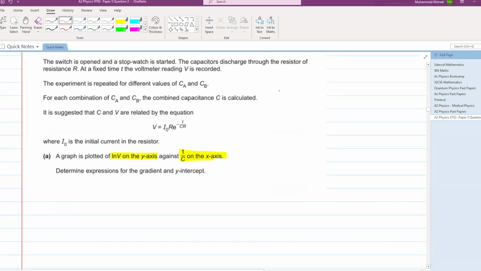First and foremost, the general rule is to write the equation again so that you have some resemblance or you feel comfortable with the equation. I naught R e to the power of minus T over CR. Perfect. Now, since you have to plot ln on the y-axis, you will take ln on both sides. This will become ln V is equal to ln of I naught R e to the power of minus T over CR. Perfect. You have this entire thing inside the bracket.